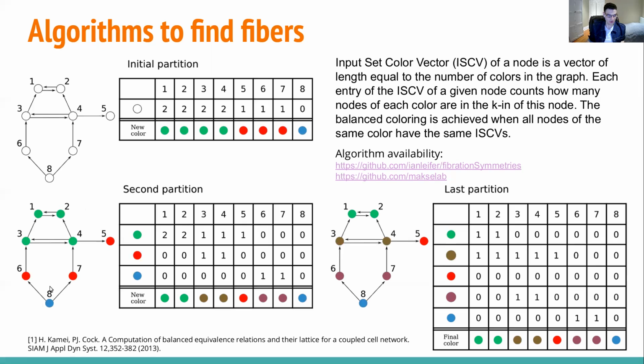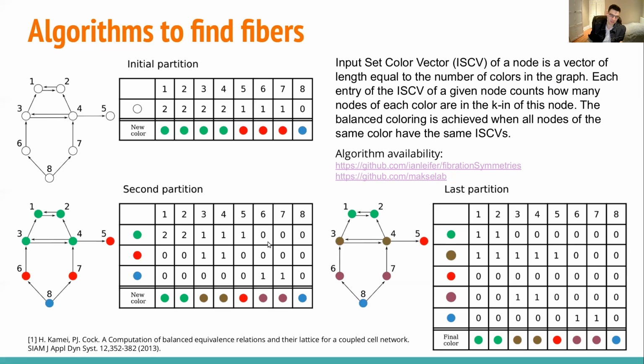And so we color this new graph here, and we find new input set color vectors. And what we see, for instance, is that input set color vectors of 1 and 2 are the same, but 3 and 4 are different here. If you look, they're three-dimensional now. So 3 receives from red and green, and 1 receives from 2 green. So they're different. And so we find these new input set color vectors, and we create a new coloring based on that.